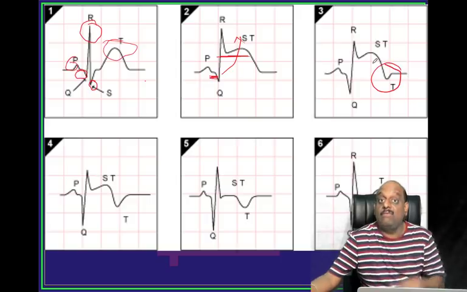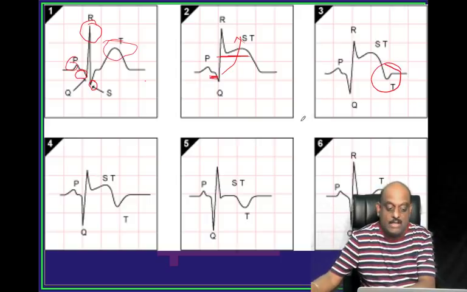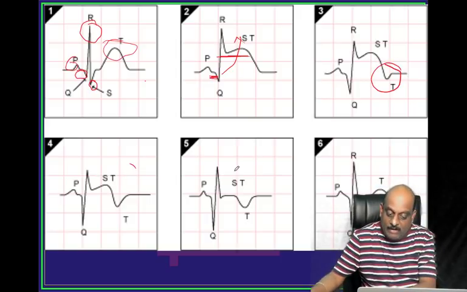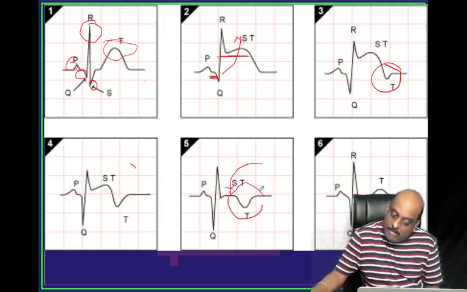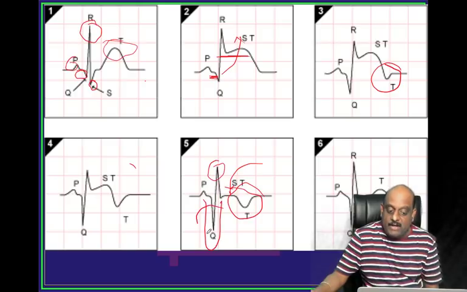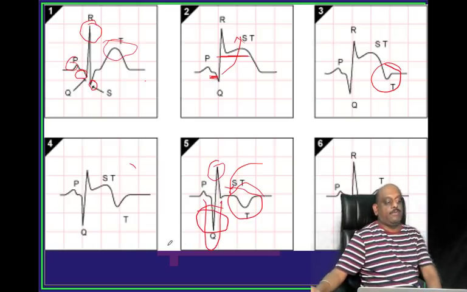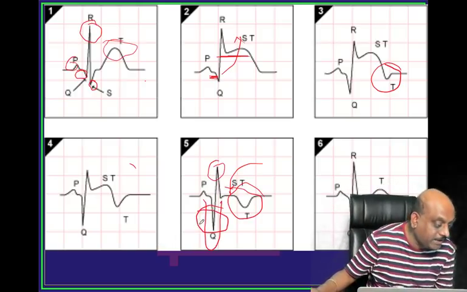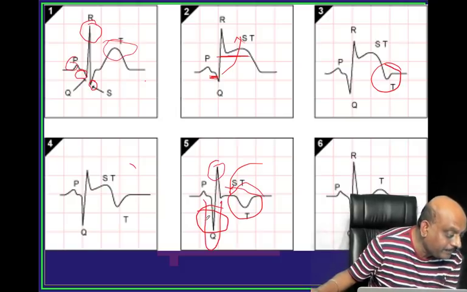That leads to inversion of the T wave next. After that, the ST segment will normalize. But the T wave remains inverted, and before the R wave, a significant Q wave, which is suggestive of old myocardial infarction, is what you need to remember.